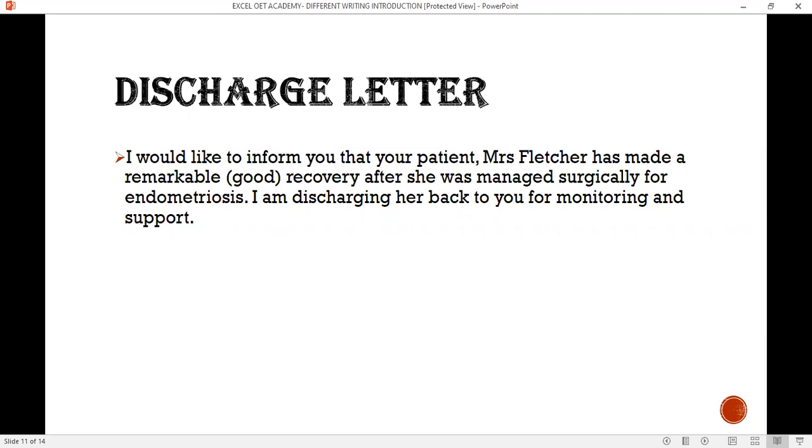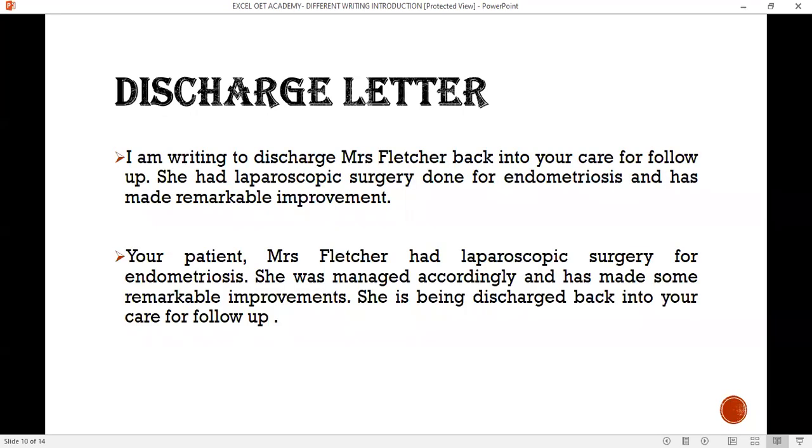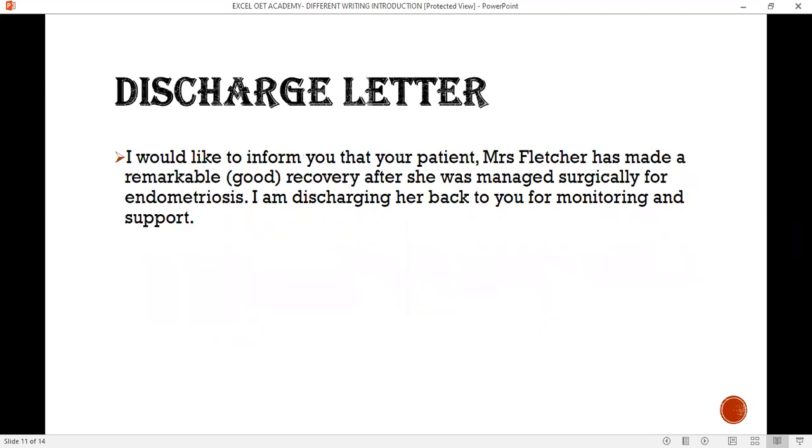I am discharging her back to you. Either you use back into your care or back into your care for follow-up. Remember that we've been using back into your care for follow-up. Well, you can also use I am discharging her back to you for monitoring and support. So you can see either you use monitoring and support. It's still the same thing. It's follow-up, to monitor and to support the patient. True or false? True.